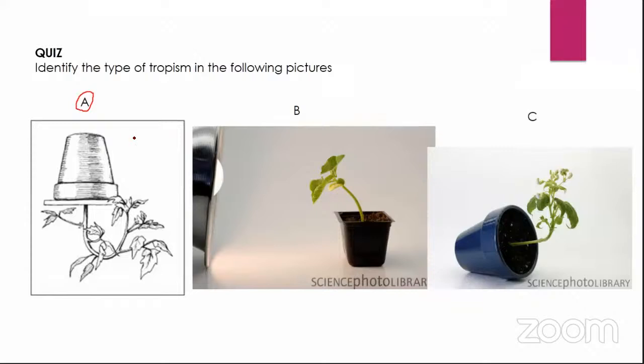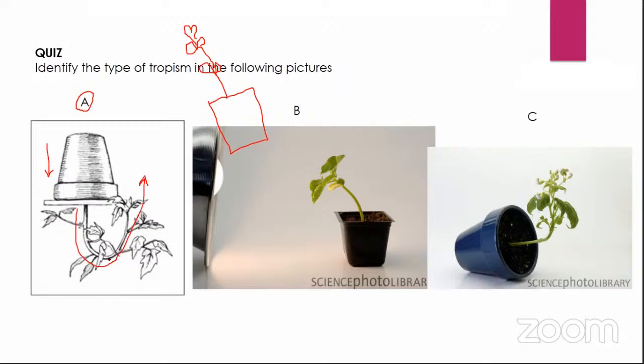Okay. Actually, you can see this is a potted plant which had been inverted. Remember, if you put a plant in a pot, it's supposed to grow upward. It keeps on growing upward. But check what is happening. This one went and then it bent up.